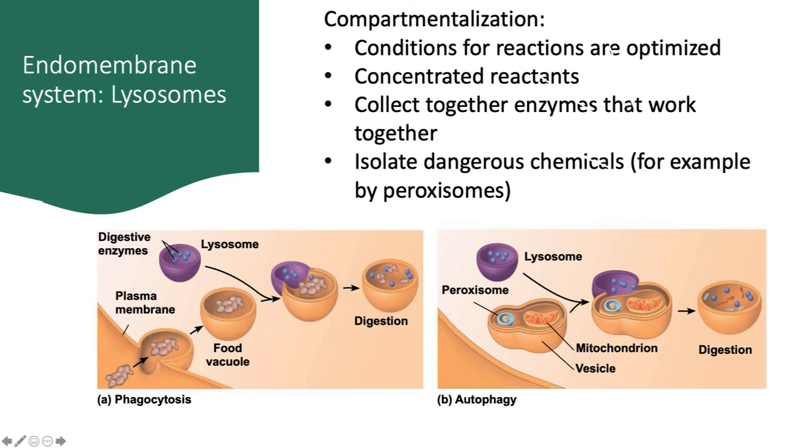Finally, compartmentalization allows different enzymes that function together to be held together. If a particular reaction requires 5 different enzymes, then it helps the cell to have all 5 of them concentrated and acting in the same physical location. Lastly, compartmentalization allows cells to isolate dangerous chemicals that could react with other cellular components.